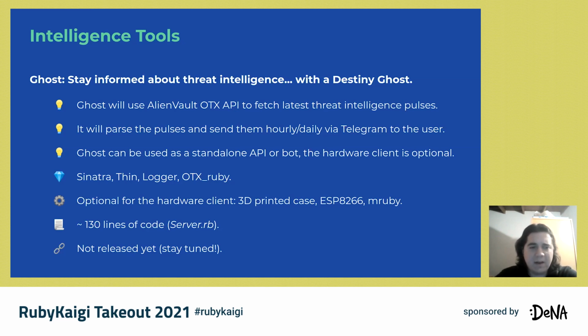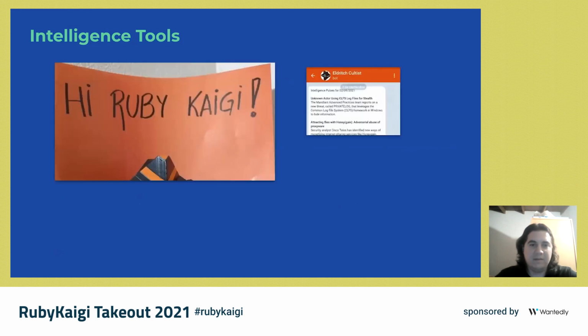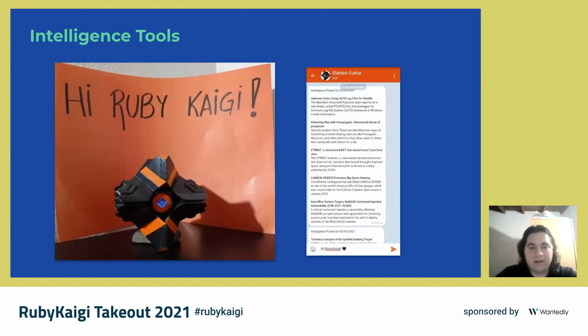It's around 130 lines of code, and it's not yet released because I still have some bugs on the client. But once I release it, in case you want to build something like this, you will have a product like this one. You will have a small bot with an ESP8266 with a nice blue light, like you can see on the left. And you will also have on your Telegram the channel where you will receive all these intelligence pulses.